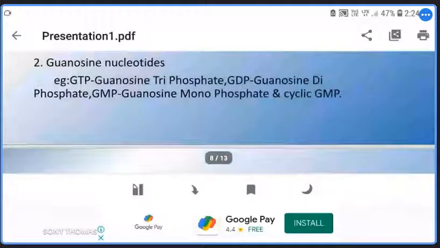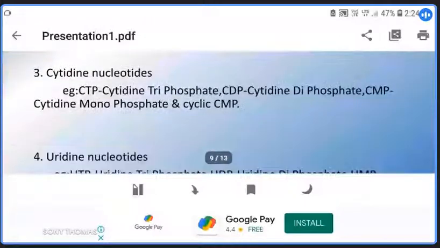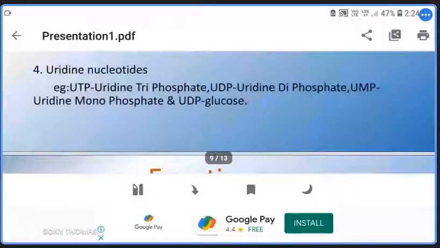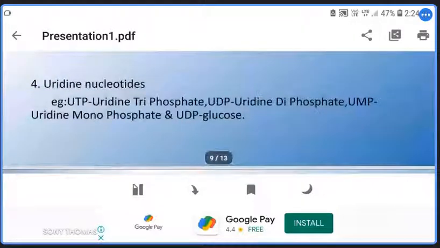Third one, cytidine nucleotide. Examples are cytidine triphosphate, cytidine diphosphate, monophosphate, and cyclic cytidine monophosphate. Fourth one, uridine nucleotide. Examples: UTP, uridine triphosphate, uridine diphosphate, uridine monophosphate, and uridine diphosphate glucose.